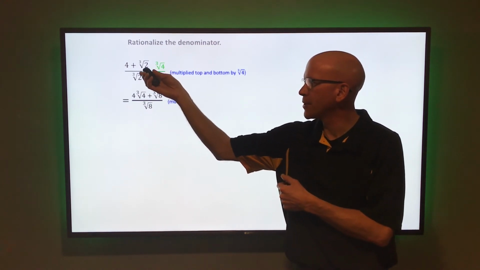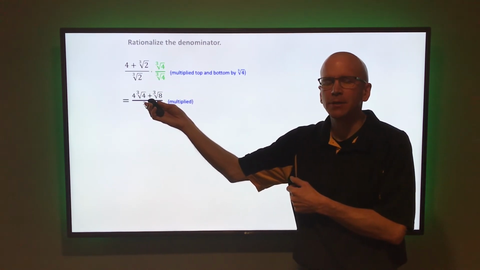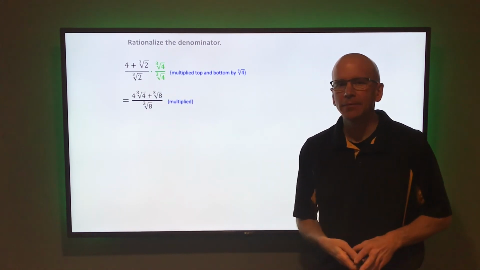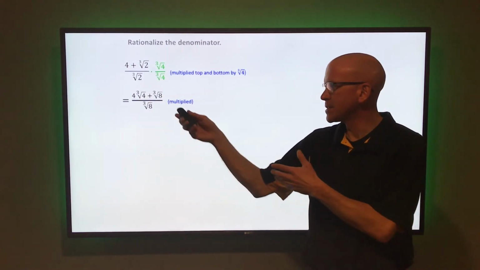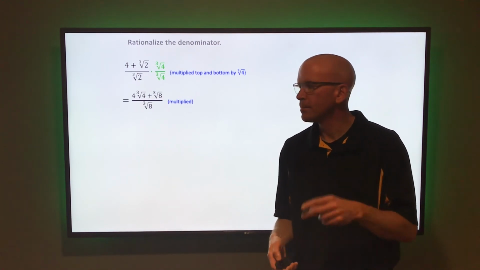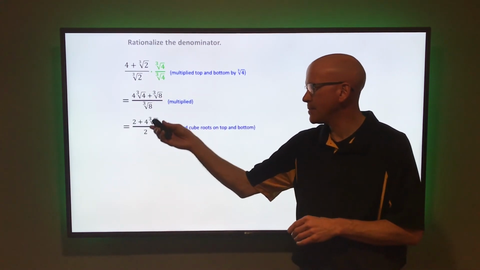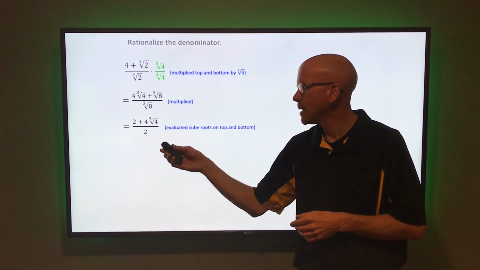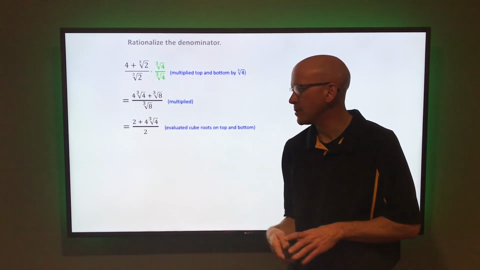And the cube root of 4 times the cube root of 2 is the cube root of 8. In the denominator, cube root of 4 times the cube root of 2, again, is the cube root of 8. So wherever you see the cube root of 8, that's going to be 2. In the numerator, cube root of 8 is 2. Move that out to the front so it doesn't look like it's under the radical sign. And in the denominator, cube root of 8 is 2 as well.